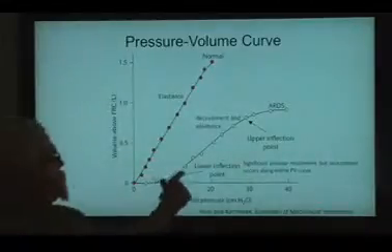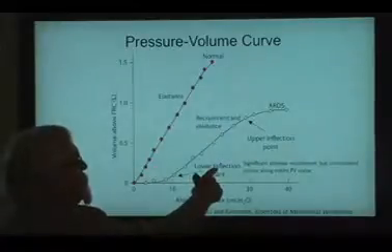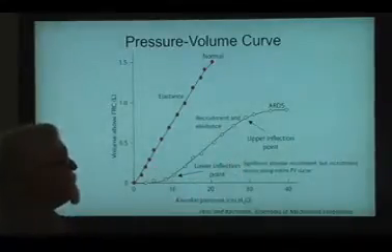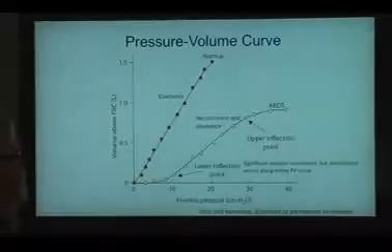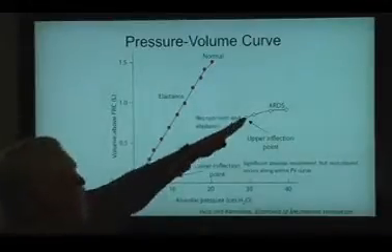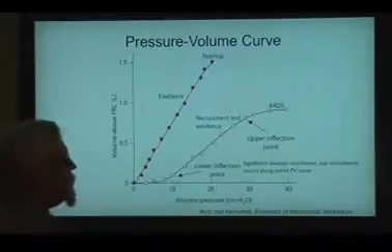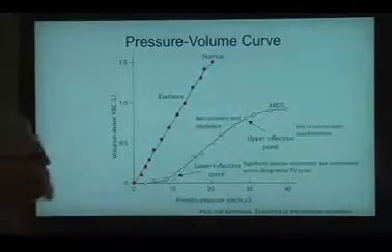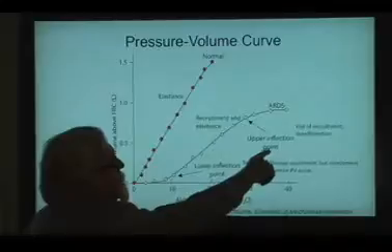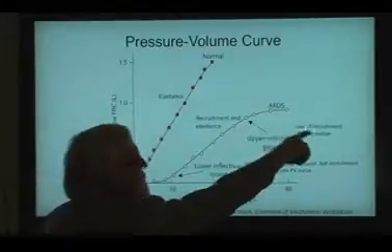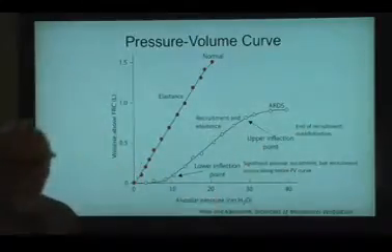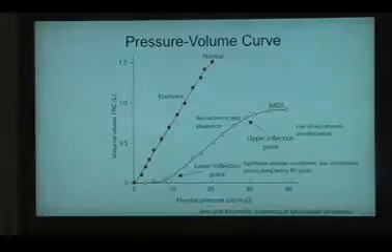And the lower inflection point is thought to be the point at which significant alveolar recruitment occurs, but recruitment actually occurs the whole way along the increase in volume along the pressure-volume curve. And the upper inflection point is thought to represent the end of alveolar recruitment and the beginning of alveolar overdistension.